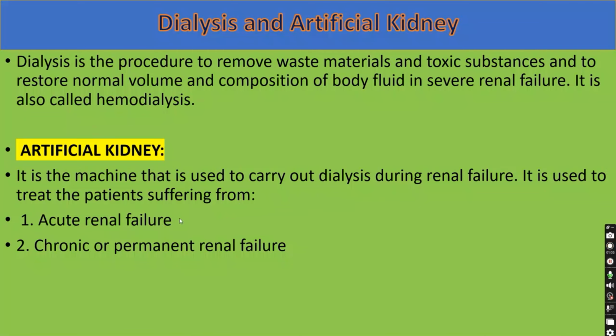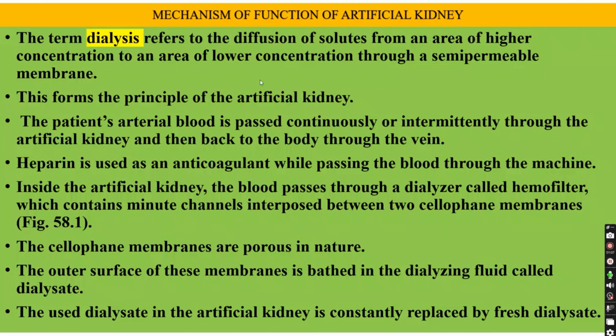Now, the mechanism of the functions of the artificial kidney, how it works. The term dialysis refers to the diffusion of solutes from an area of higher concentration to an area of lower concentration through a semi-permeable membrane. Like we already know, during osmosis there is a semi-permeable membrane, and movement is from higher concentration to lower concentration until it reaches equilibrium. Dialysis also works in the same way. This forms the principle of the artificial kidney.